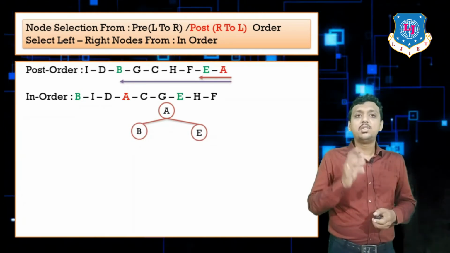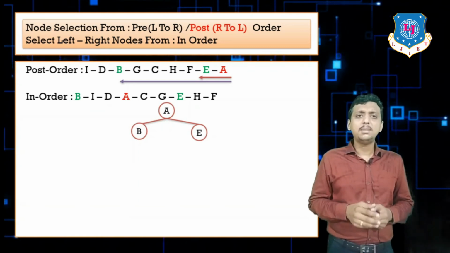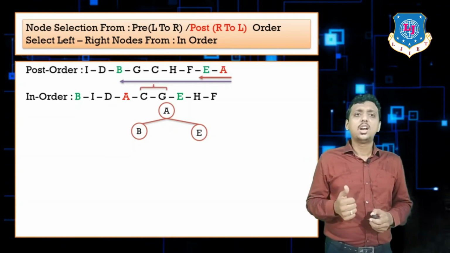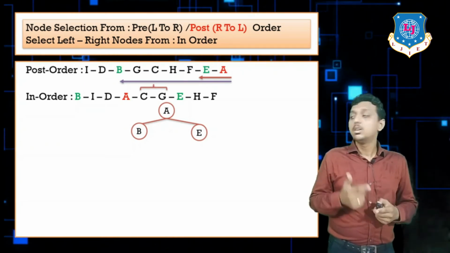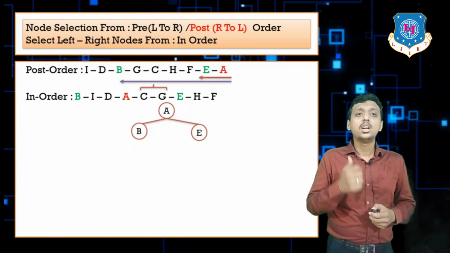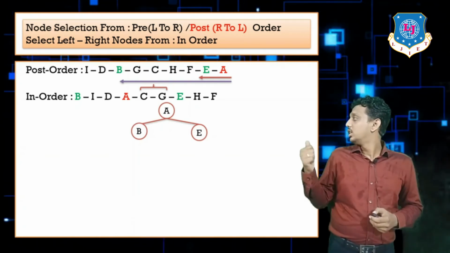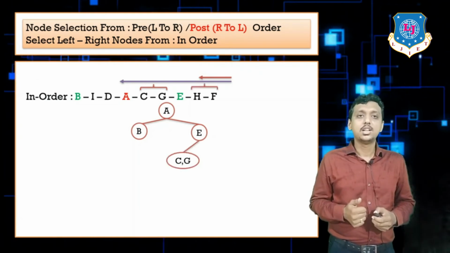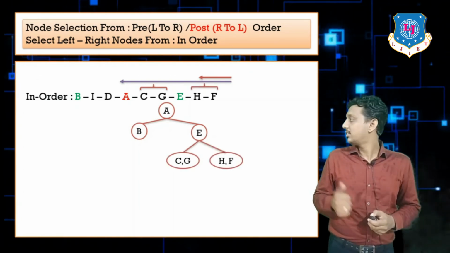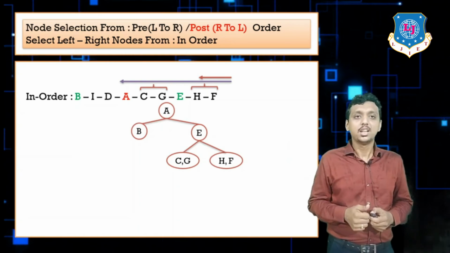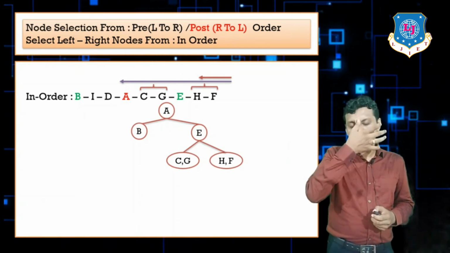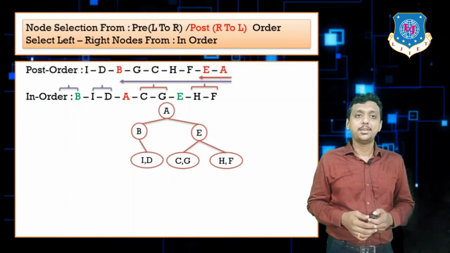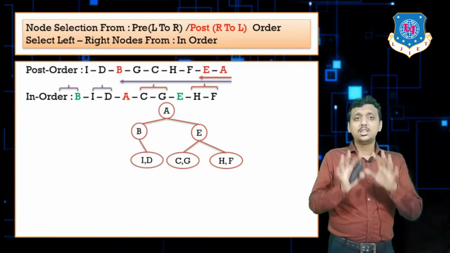Okay, now tell me, which nodes are on the left side and right side of B and E? See, on the left side of B, we have nothing. Okay, and on the right side of B, we have nodes I and D. Same like that, node E, students, on the left side of E, we have C, G. On the right side of E, we have H and F. So I'm just making C, G and H, F on the left and right side of E respectively. And then students, for node B, I must have I and D on the right side of B. Fine. So here, this is my tree.